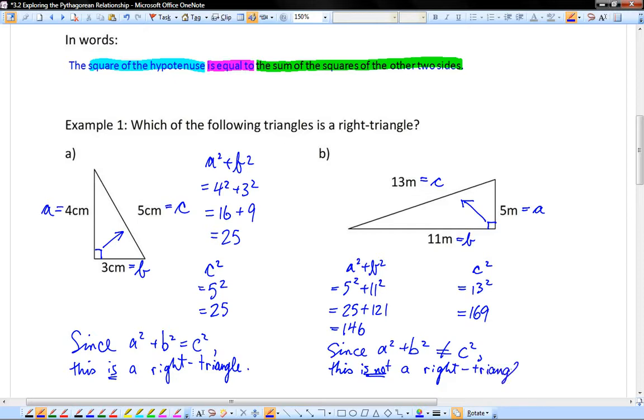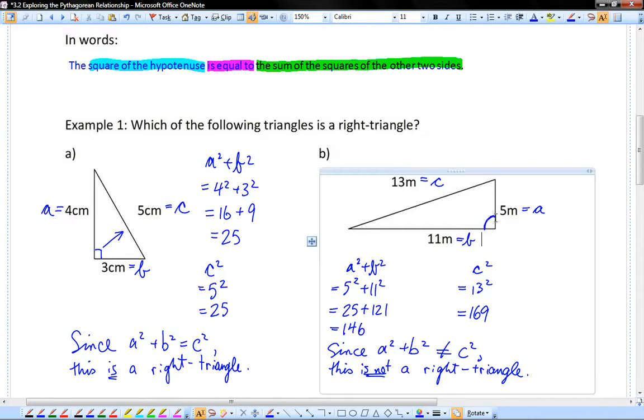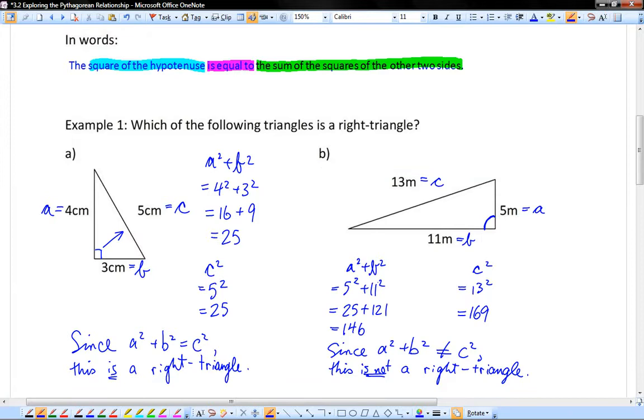Okay, and so what I'm going to do here is I'm actually going to erase this right angle here. This angle is actually not a right angle. It is either more or less than 90 degrees. And if you're pretty bright, you could probably figure out which of the two cases that is.